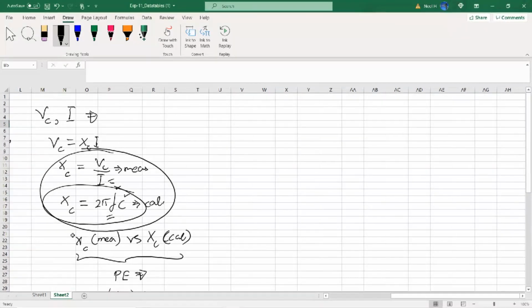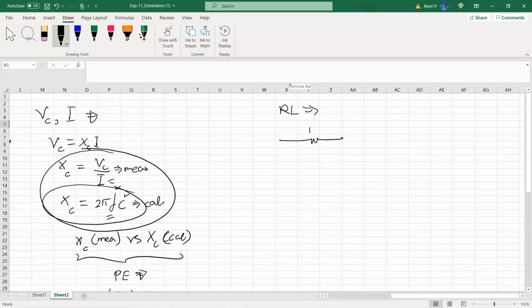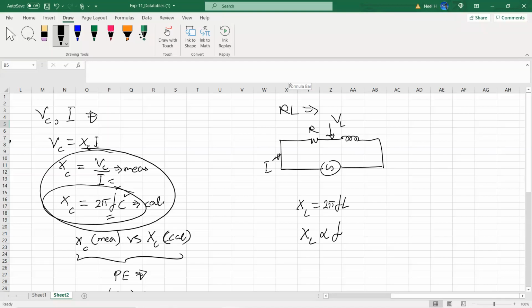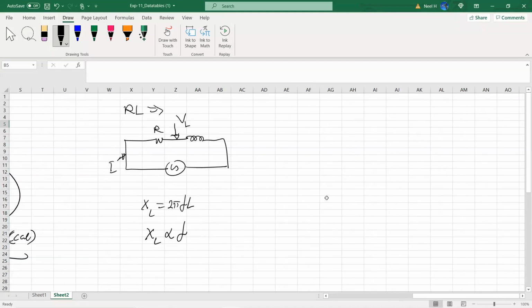That's our plan, which means we can investigate the same for an RL circuit. In that case, we need the resistor, and then we need the inductor, and then we need the AC voltage supply. Then we do the same thing again. We'll measure the voltage here for the inductor, that will be VL, and then we'll measure the current here. And then we know X of L is 2 pi f times L. Of course, these are directly proportional to each other.